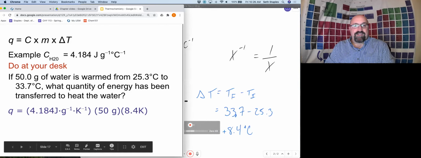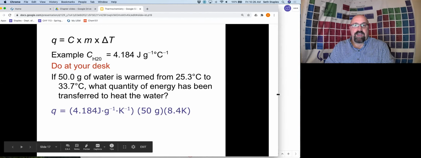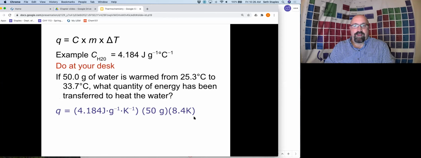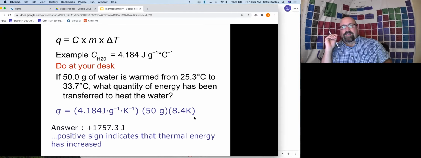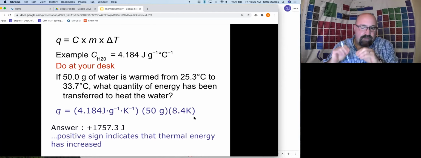And so it's a positive 8.4. That's our temperature change. And so we plug that in, and we get plus 1757.3 joules. I know the sig figs are a little off there. Don't mind that. So I think it's also always helpful with these problems involving energy to just take that second to think about if your sign does make sense or not.